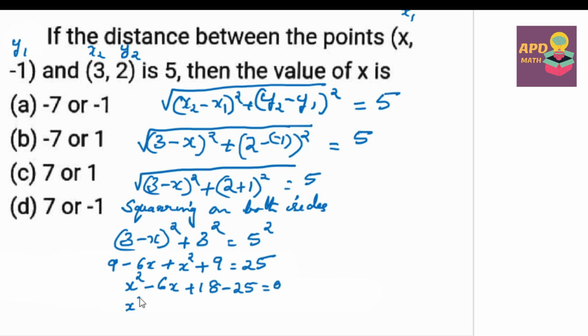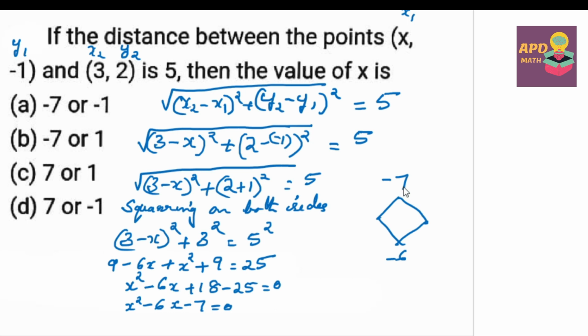Then x square minus 6x minus 7 is equal to 0. Now we have to simplify this. x square minus 6x minus 7 is equal to 0. The product is minus 7 and the sum is minus 6. Here the coefficient of x square is 1 and the constant term is minus 7, so minus 7 into 1 is minus 7.